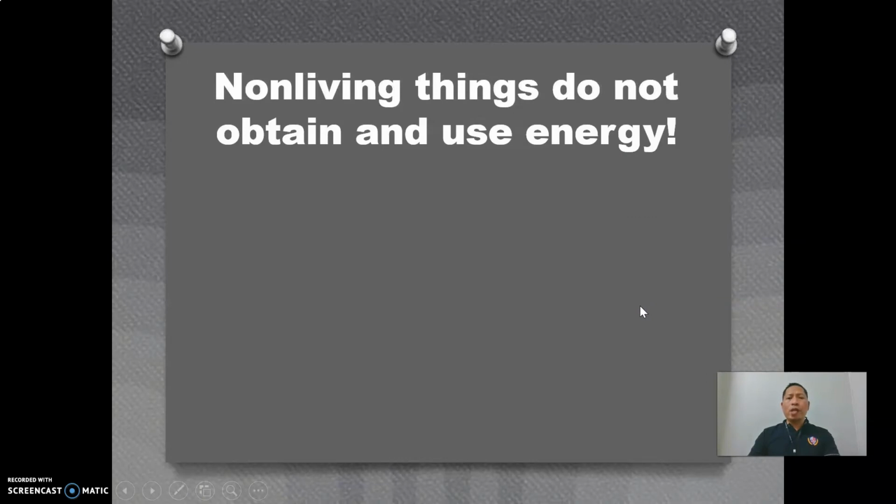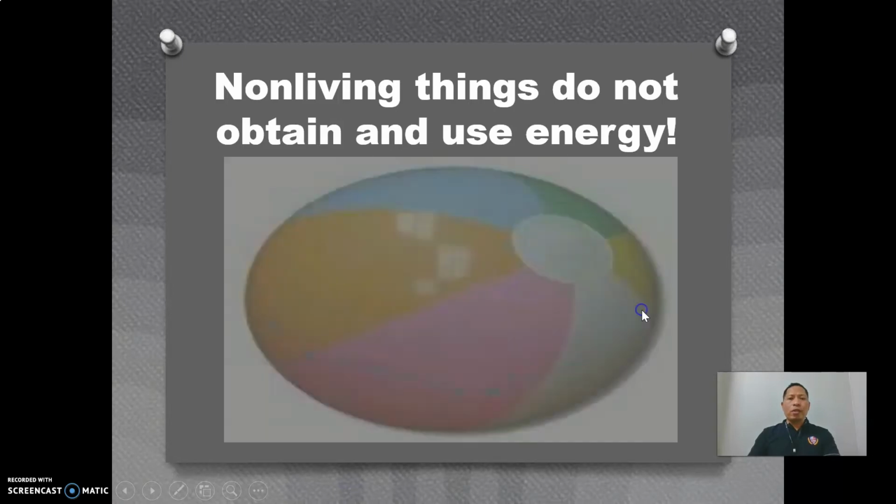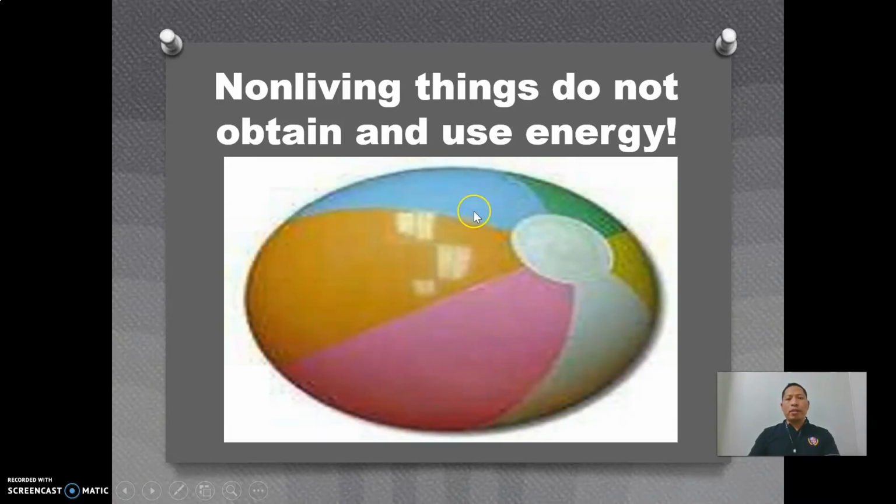Non-living things do not obtain and use energy. Of course, an example is this ball. A ball cannot play by itself, right? So the ball cannot play by itself.